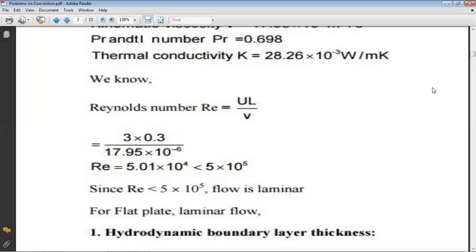Now if you turn to page number 113 of your heat and mass transfer data handbook, you have different equations for hydrodynamic boundary layer thickness, thermal boundary layer thickness, then local friction coefficient, average friction coefficient. All the expressions you can have in the data handbook.